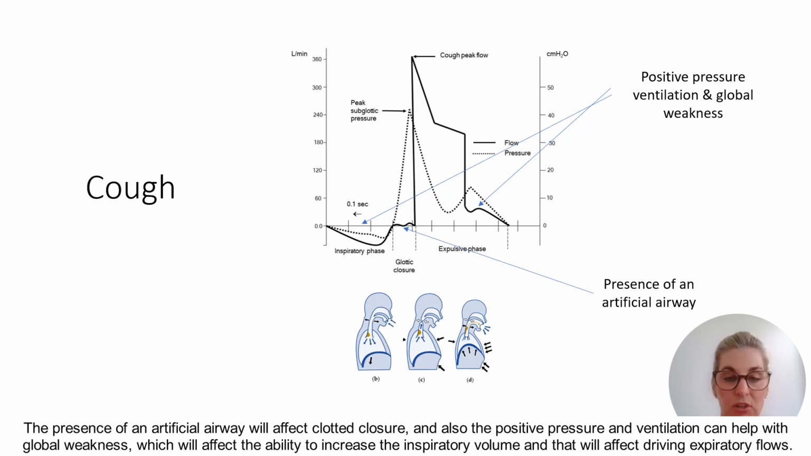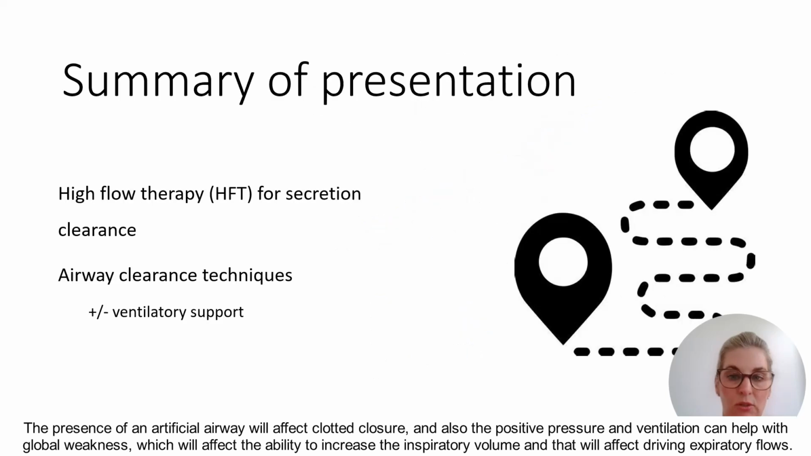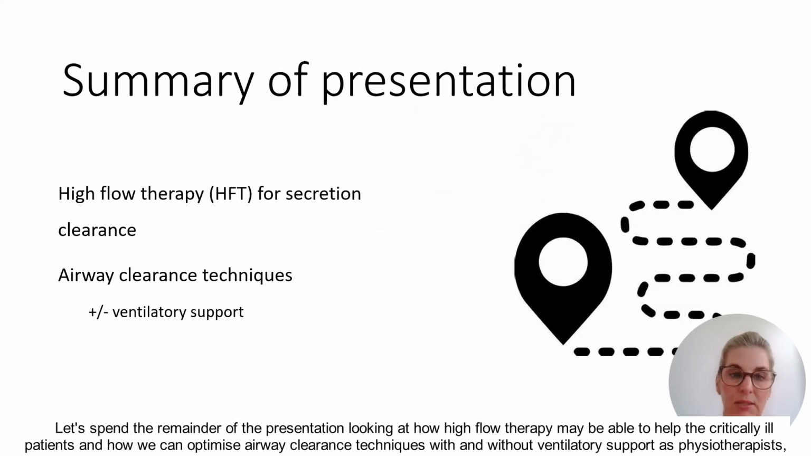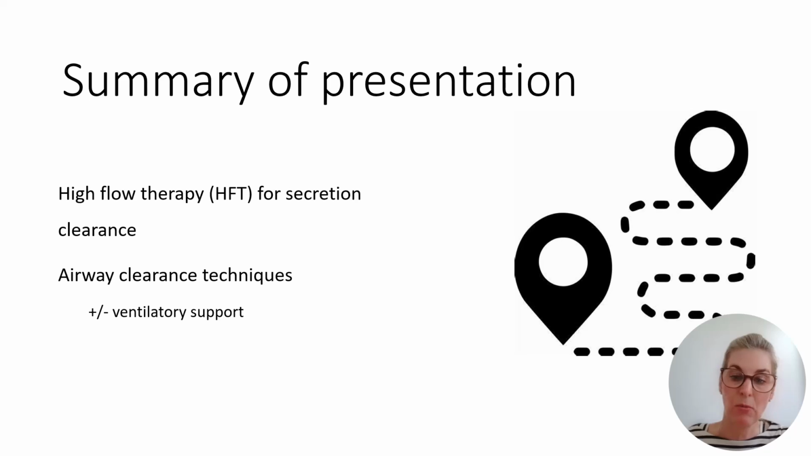The presence of an artificial airway will affect glottic closure, and also the positive pressure and ventilation can help with global weakness, which will affect the ability to increase the inspiratory volume, and that will affect the driving expiratory flows. Let's spend the remainder of the presentation looking at how high flow therapy may be able to help the critically ill patients, and how we can optimise airway clearance techniques with and without ventilatory support as physiotherapists.